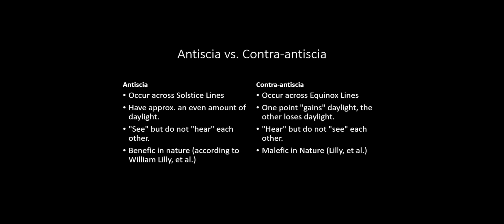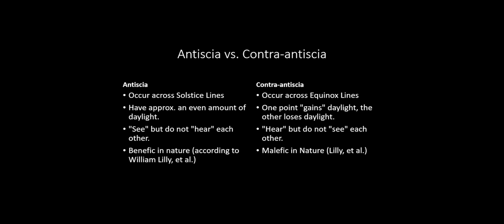Now that we've learned about Antiscia, let's learn about contra Antiscia. Whereas Antiscia occurs across solstice lines, contra Antiscia occurs across equinox lines. Whereas the solstice marks the extremes of the amount of light hours available, the equinox lines mark shifts of balance. The vernal equinox marks the first day of the astrological new year.